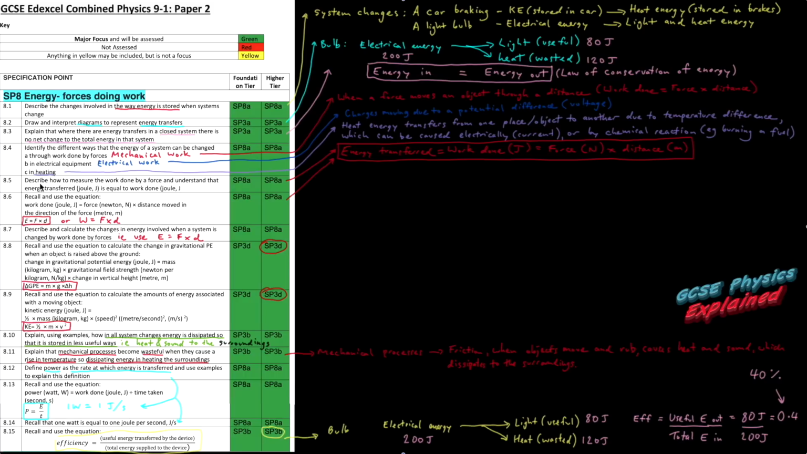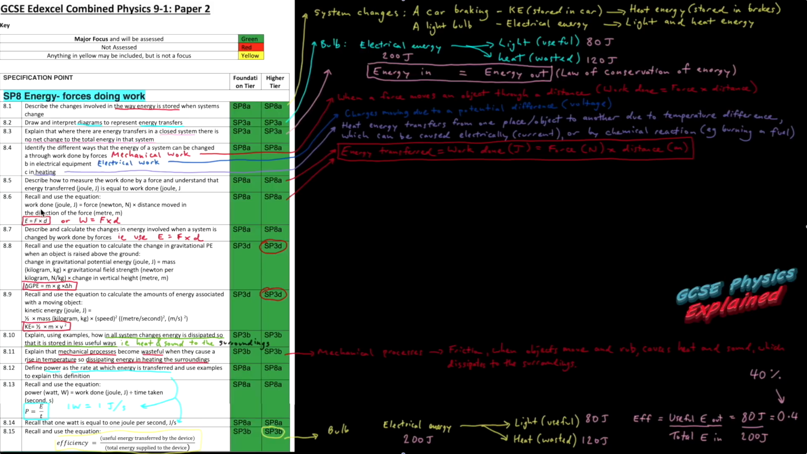Describe how to measure the work done by a force and understand that energy transferred in joules is equal to work done. There we go. Energy transferred is equal to work done. Now remember, work done is force times distance if you're talking about it in a mechanical sense. In other words, when you're moving things.